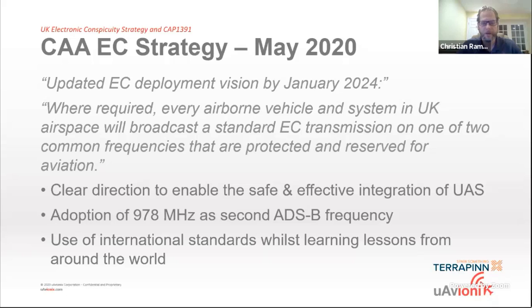This is a clear direction by the UK CAA, and I commend them heavily, that they will be incorporating ADS-B into their airspace plans in the future, both for manned and unmanned aviation. Another really interesting thing here is they are planning to adopt the use of 978 megahertz as a second ADS-B frequency. The primary ADS-B frequency is 1090 megahertz. That's globally used. 978 is used primarily only in the United States today, but the UK is moving towards incorporating that in their plans in the future.